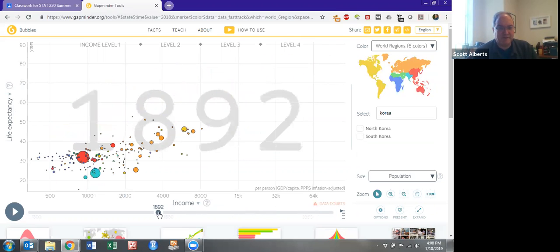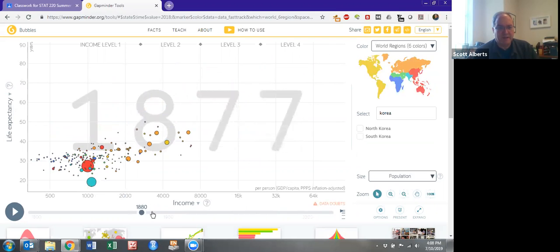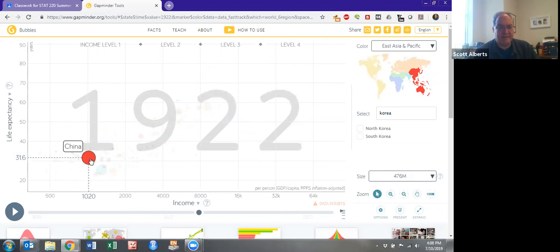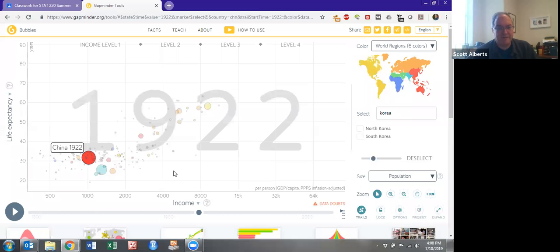I'm going to back up here to 1920 again. And again, there are two big countries in Asia to talk about. One is China, and the other one here is India, which at this time was marked as South Asia. Okay, so again, in 1922, the two countries are pretty equal in size.